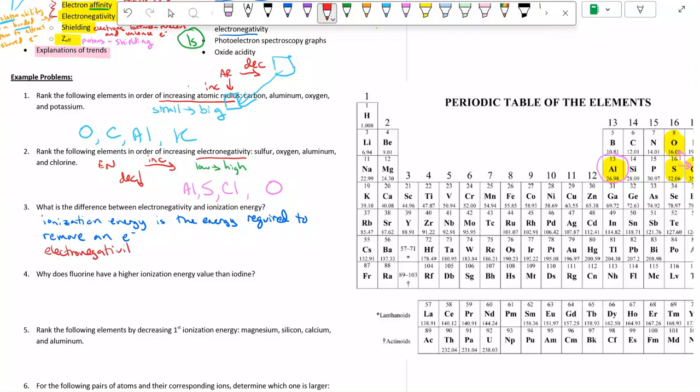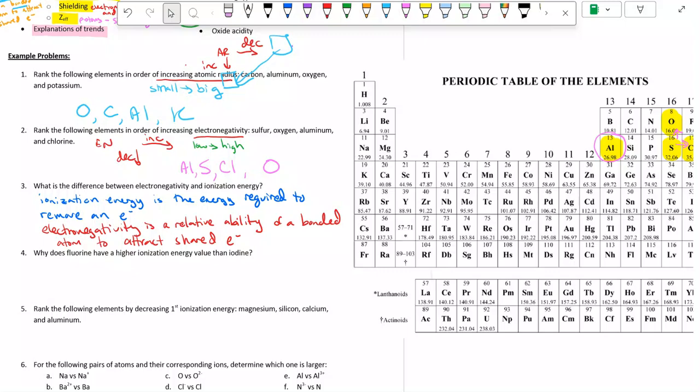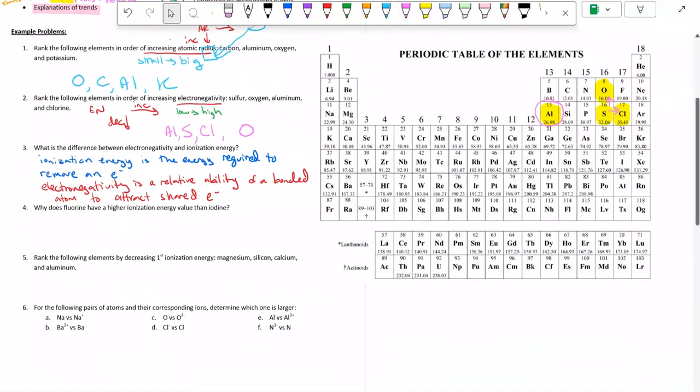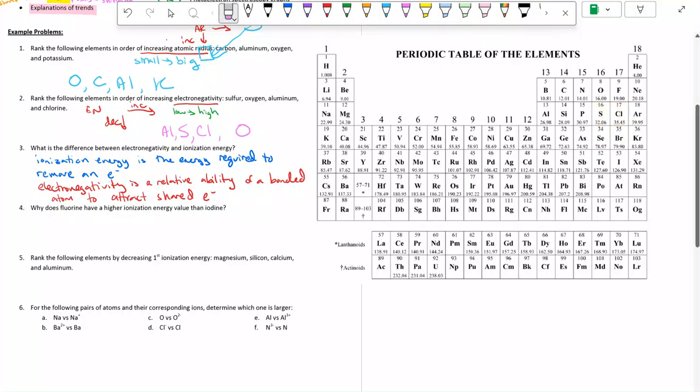Electronegativity is a ranking, so it's a relative ability. They're compared to each other, of a bonded atom to attract shared electrons. Okay. All right. 4 is an actual explanation, not a pattern or a trend. It's telling you what it is.